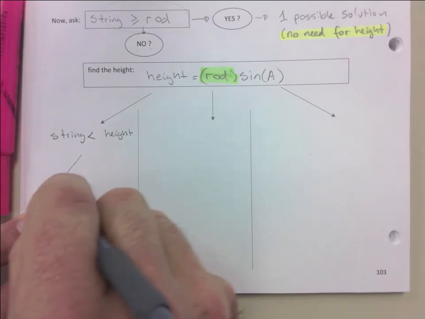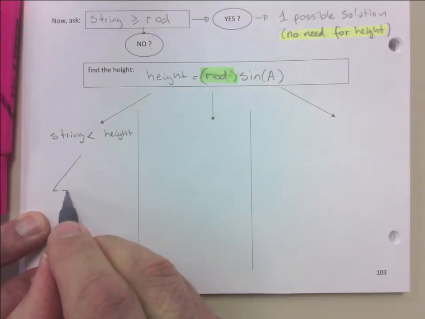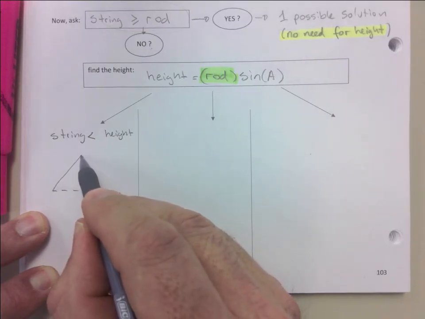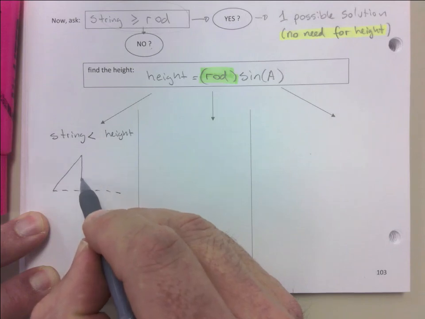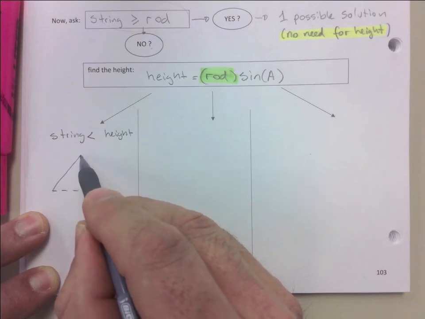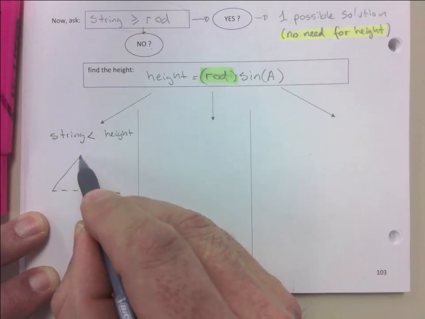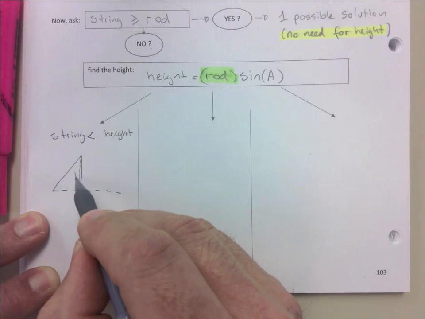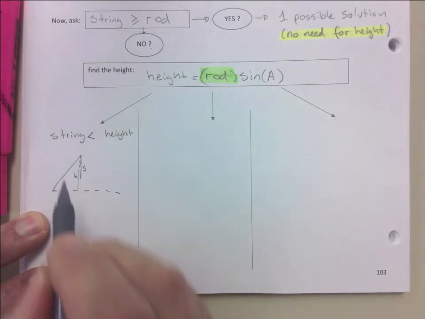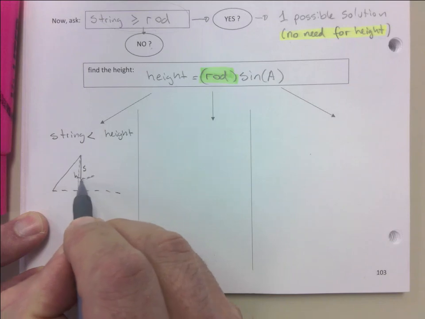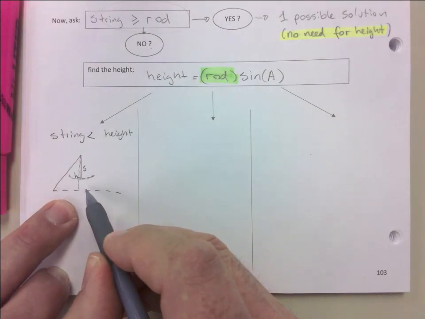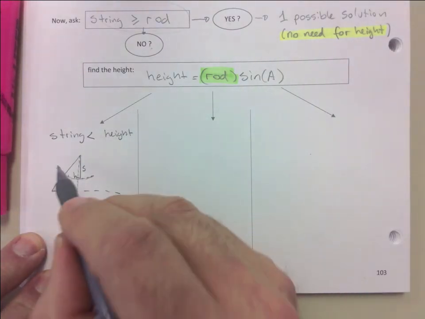I will make the base dashed because we don't know what it is yet. So the string will kind of dangle down, like hang down, and it's not touching the ground. This is the string, and you've got the height of the triangle. Imagine the height is right here. This is the height, that is the string, and it's just dangling. It's not closing the gap. Okay? So you have no solution in that part right here.